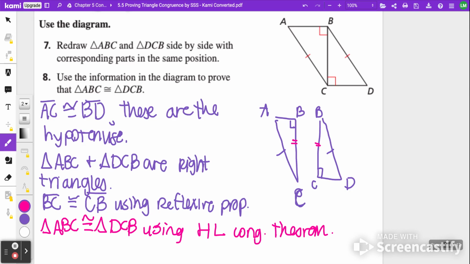Okay, that's going to conclude our notes today on lesson 5.5, using triangle congruence by side, side, side and the hypotenuse leg congruence theorem. Hopefully this video helped you a little bit.